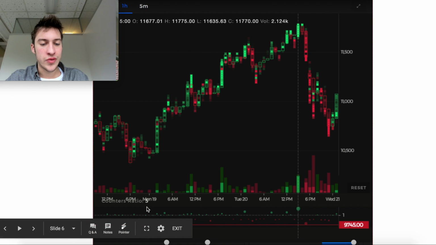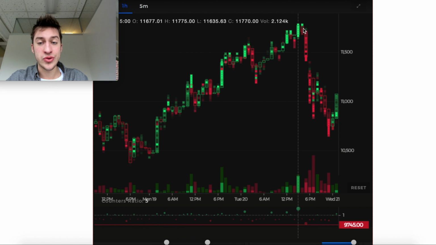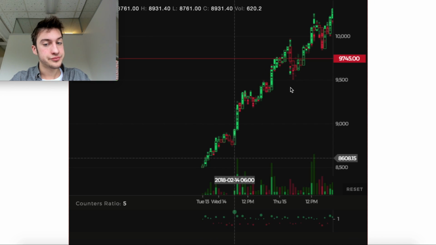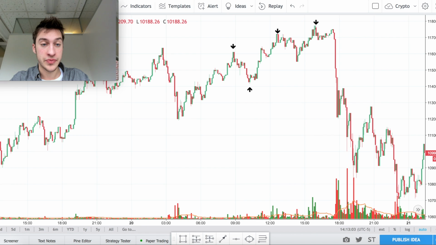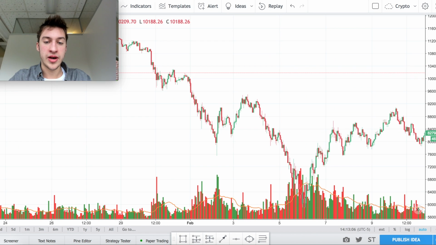Look here. We have a counter ratio of 5 right here, as you can see. And if you didn't know this, it looks like the market's moving upward and then hits that counter ratio of 5. Again, that means that at least 5 times as much buy volume had occurred here than sell volume in the last hour. This is a terrible sign for the market, and this caused a market top. But there was also a counter ratio of 5 down here when price broke above resistance and began the uptrend. Let's take a look at what that actually looks like.